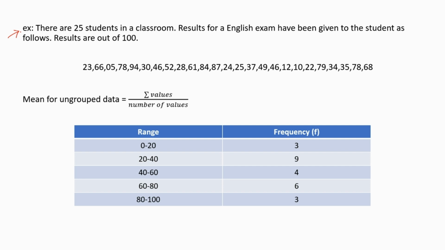There are 25 students in a classroom. Results for an English exam have been given to the students as follows. Results are out of 100. So what we have to do is calculate the mean. Mean is the average.